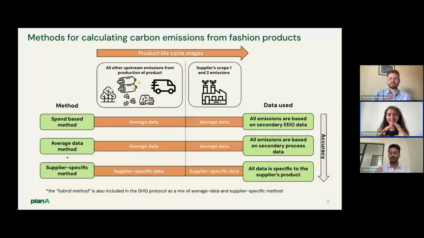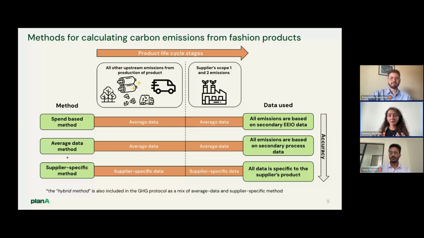And we can see an overview of them right now, and we will go into even more details later. Going from less accurate to more accurate, the first method that you could use is the spend-based method. Using this method is really straightforward, and it's easily implementable through data from the finance department. However, there are many assumptions behind what is happening in real life in the EEIO data that are leveraged for this method, and we will see what it means later.